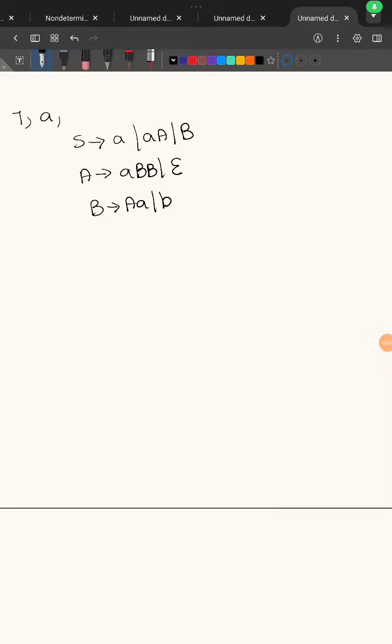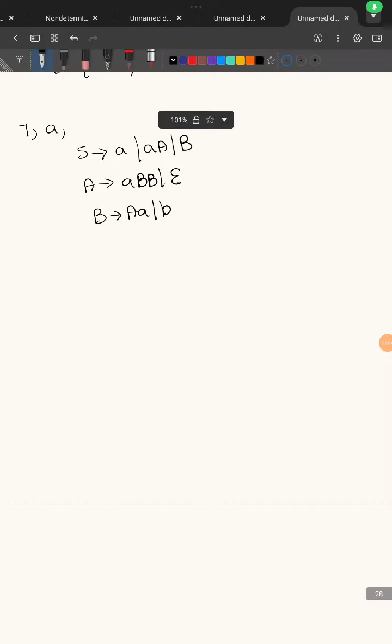A question, they have given you a context-free grammar. Okay, CFG has been given to you. Now you have to convert the given CFG to CNF, meaning Chomsky normal form. So how can we achieve that?